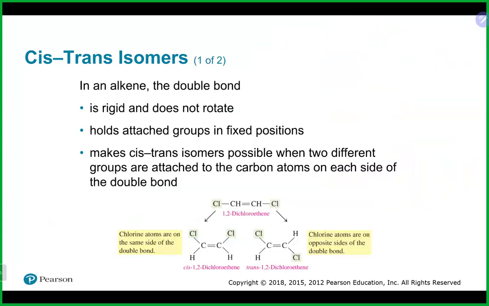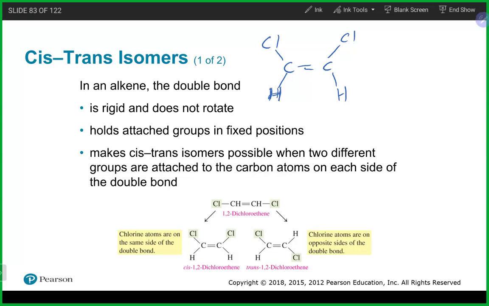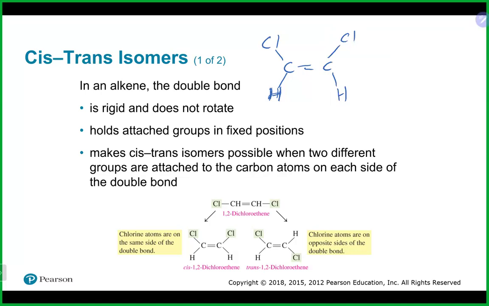All right, so here again, we have this guy here. If we look at it up here and I draw it, only when you're doing cis and trans isomers do you consider hydrogen a group. In this case, first off, you pretty much just want to think about the double bond. If we look at the carbon on the left, that is a Cl, that is an H. Those are different things. And if we look at the carbon on the right, that's a Cl, that's an H.